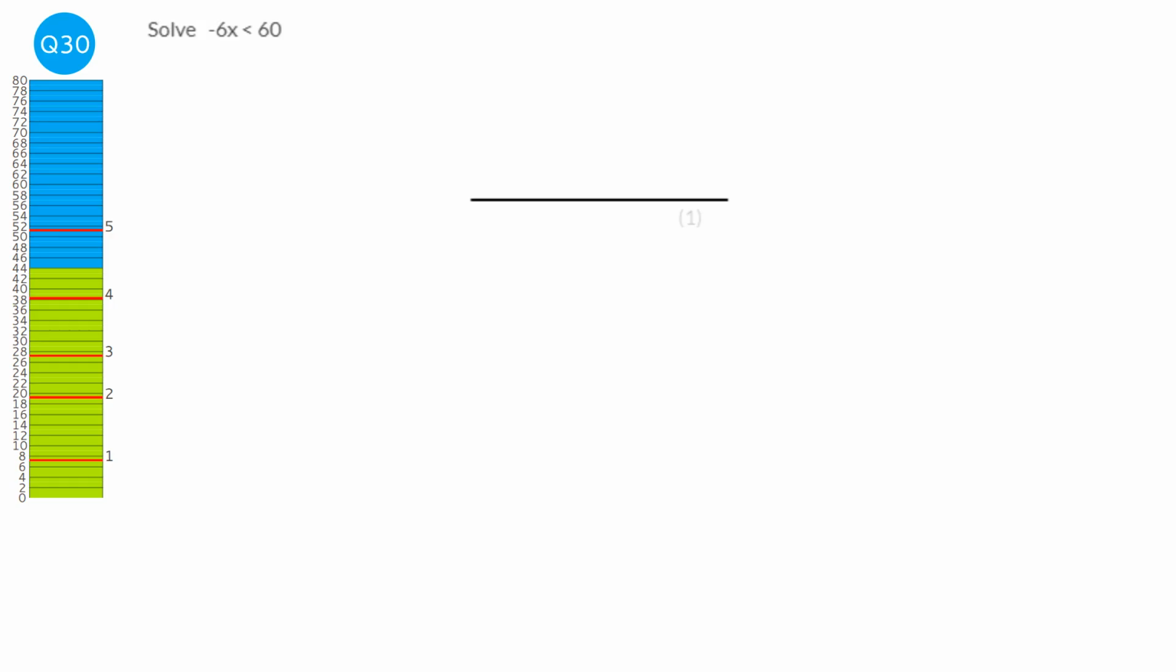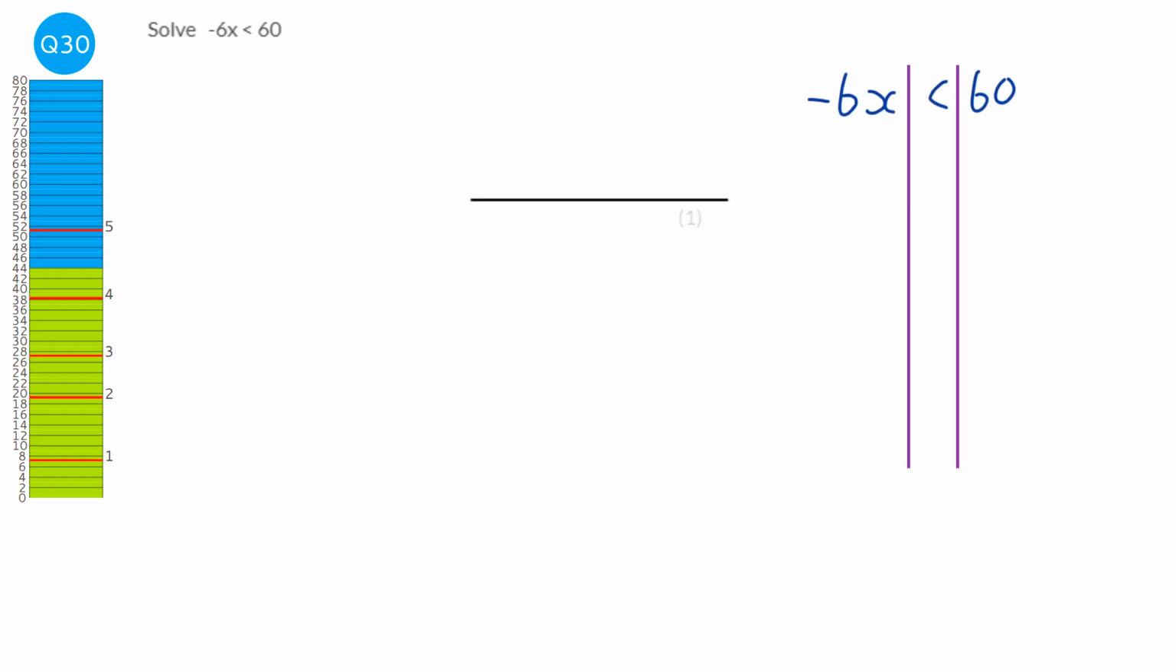Okay, so we're going to start by writing this out a little bit bigger, to give us a bit more space. So it's -6x is less than 60. And we're going to do our tram lines down. And we're going to start by dividing both sides by -6, because that's what this is doing. It's timesing the x by -6. So I'm going to divide both sides by -6. So that gets rid of the -6 on the left-hand side.